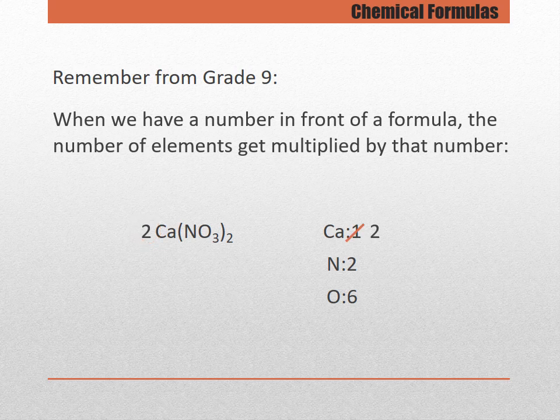The nitrogen, we have 1 inside the brackets, the 2 distributed in, so I have 2 in my formula. I have to multiply that by 2, so I have a total of 4 nitrogens. And also, I had 3 oxygens, the 2 distributed inside, giving me 6 O's. I have to multiply that by 2, so I have a total of 12 oxygen.